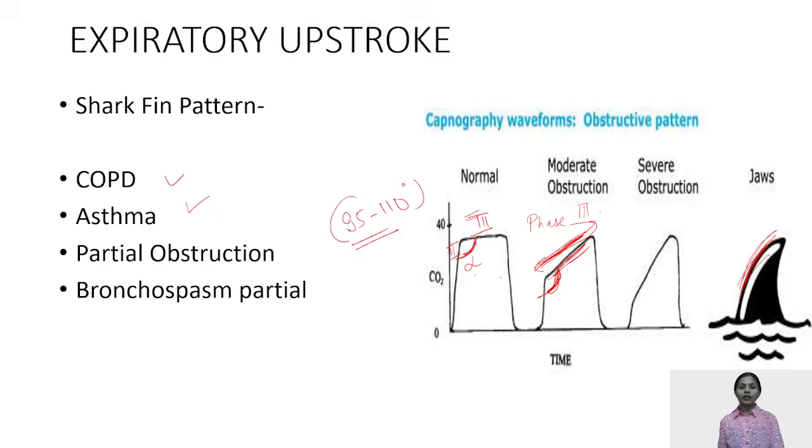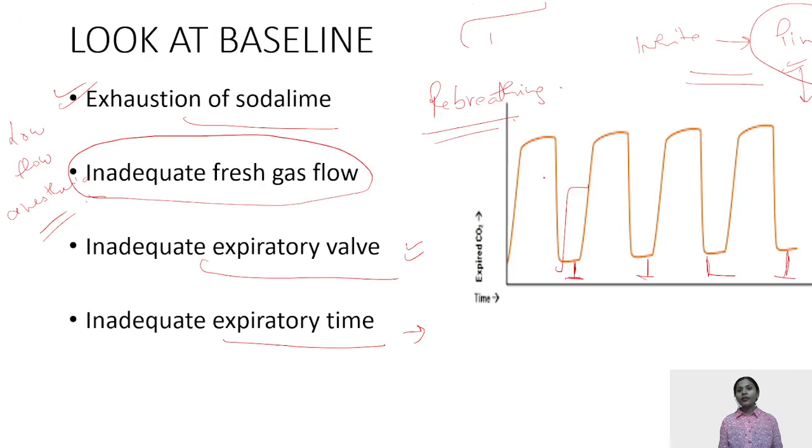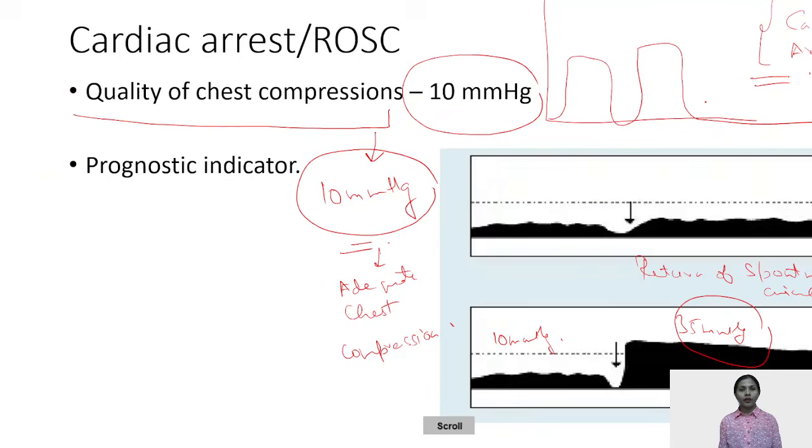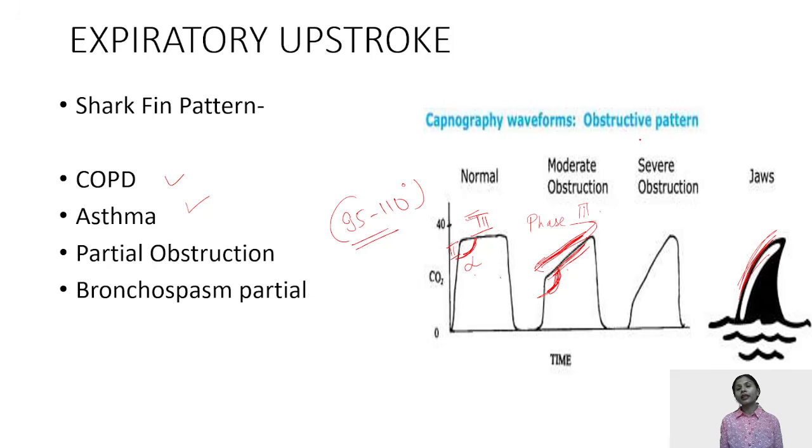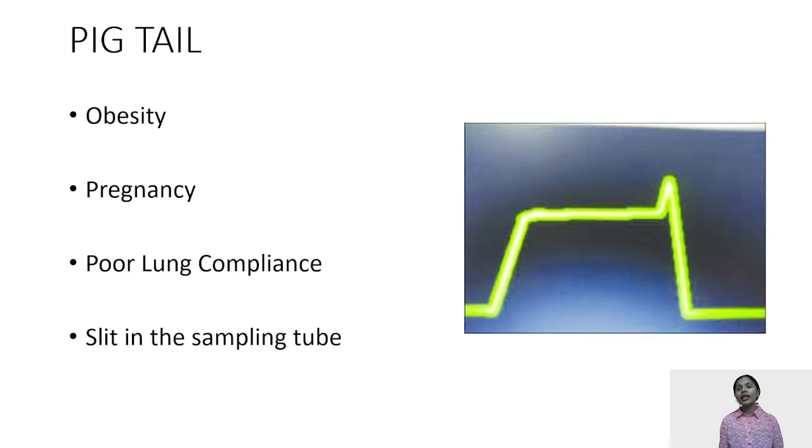One thing that I've forgotten in the previous slide is in rebreathing, this angle will change. And this angle is the beta angle, which is 90 to 95 degrees. This angle changes in rebreathing. It increases in rebreathing, whereas alpha angle increases in obstructive pathologies. Okay. Now moving forward, the next is a pigtail capnograph.